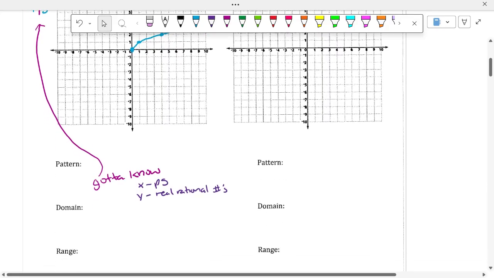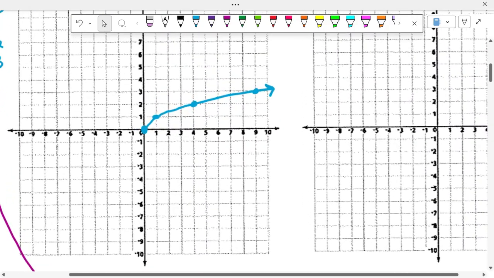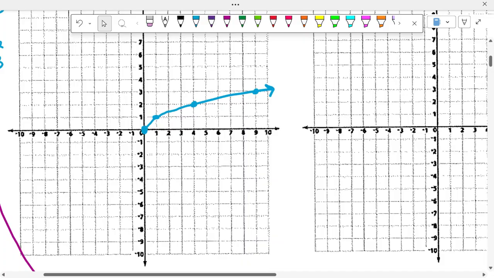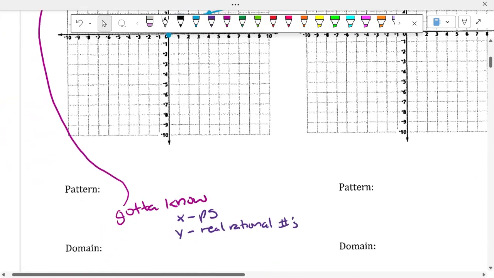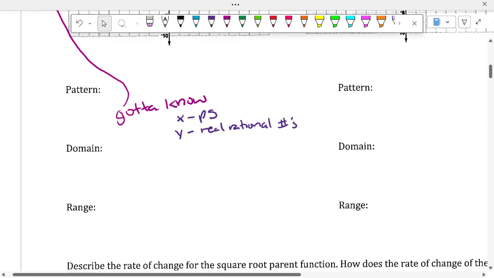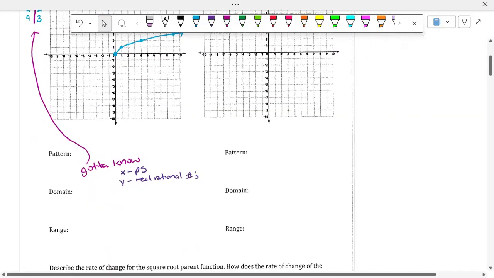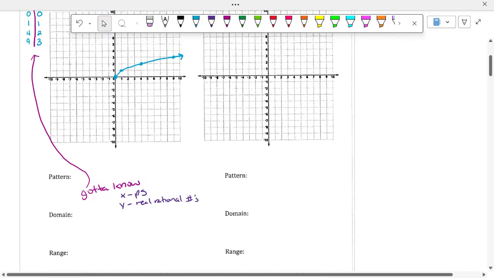Now, the domain. If I look at this graph, what is the domain of this function? So domain means what? What type of values? X values. All right. So what's my lowest X value? So we're going from left to right. 0. Now, will we put a bracket or a parenthesis with that? Is it defined at 0? It's a bracket because it's defined at 0.